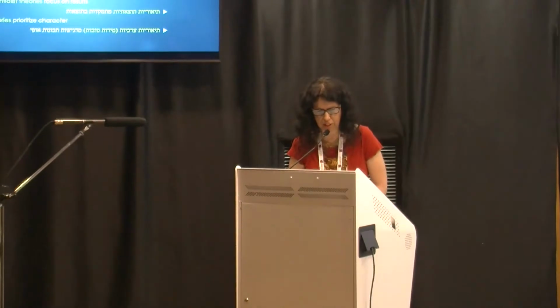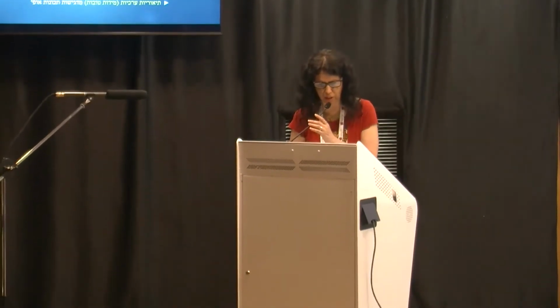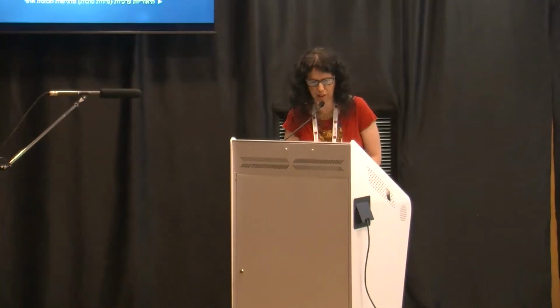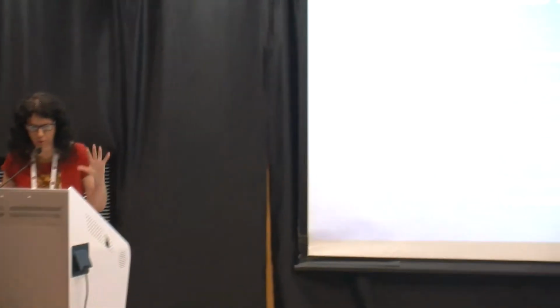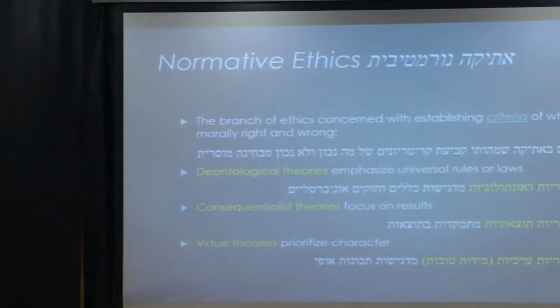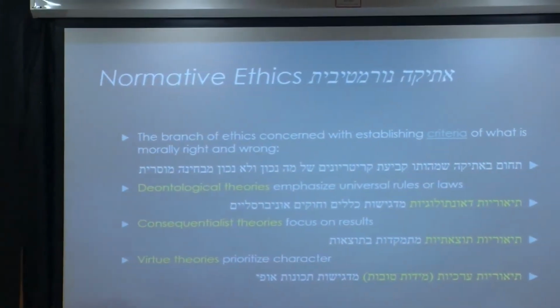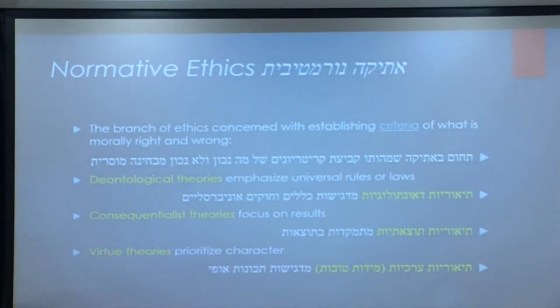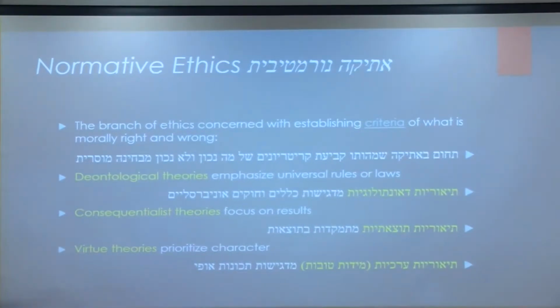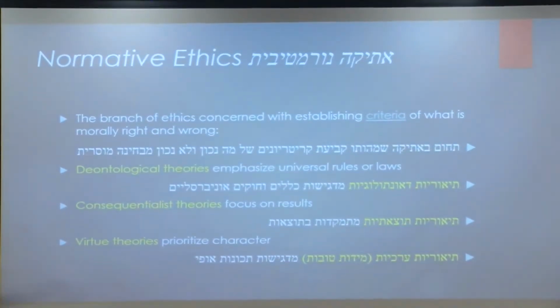Normative ethics is a part of ethics concerned with establishing criteria of what is morally right and wrong. And there's three major different kinds of approaches. In other words, all ways of reasoning. This is Western ethics, I should say. So all Western ethics can be broken down into three major types of theories.